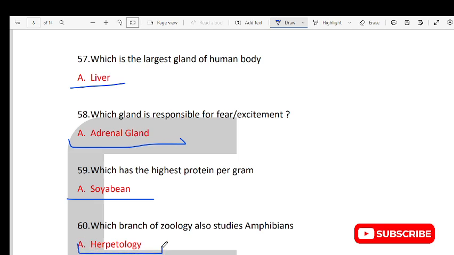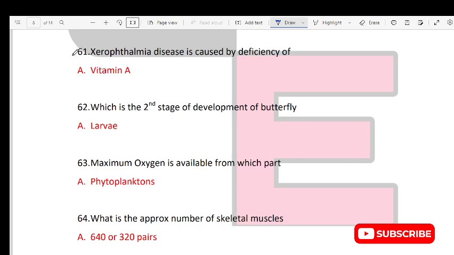Answer: herpetology. Question number 61. Xerophthalmia disease is caused by the deficiency of? Answer: vitamin A. 62. Which is the second stage of development of butterfly? Answer: larva. 63. Maximum oxygen is available from which part? Answer: phytoplanktons. 64. What is the approximate number of skeletal muscles? Answer: 640, or 320 pairs.